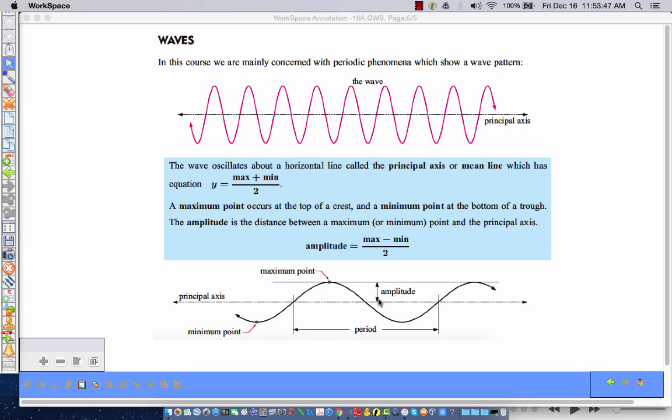The amplitude of a periodic function is the distance from the principal axis to the maximum. You can also think of it as to the minimum because it's symmetrical. It's the same distance from here to the minimum as it is from here to the maximum. But perhaps it's simpler just to think of it as the distance from the principal axis to the maximum. It is always positive because distance is always positive.